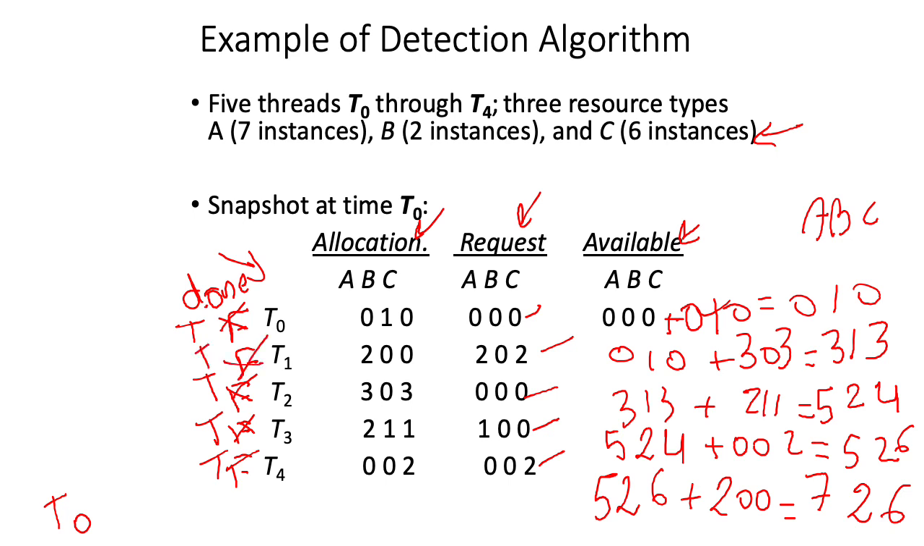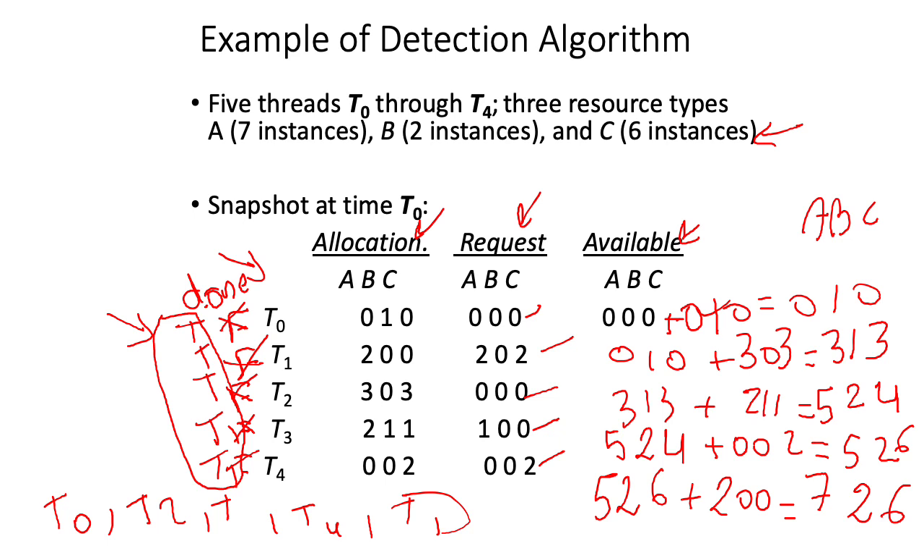And don't forget to save the order of execution. So we did T0 first, and then we did T2, then T3, then T4, then T1. So this is our safe sequence, and we check the done or finished states of all of the threads, and we see that all of them are true. Therefore, we detect that our system is in a safe state.